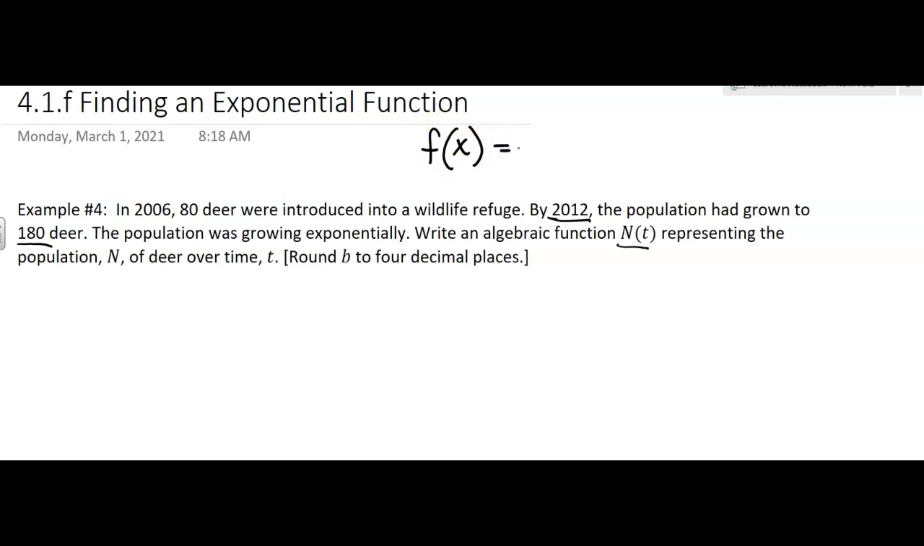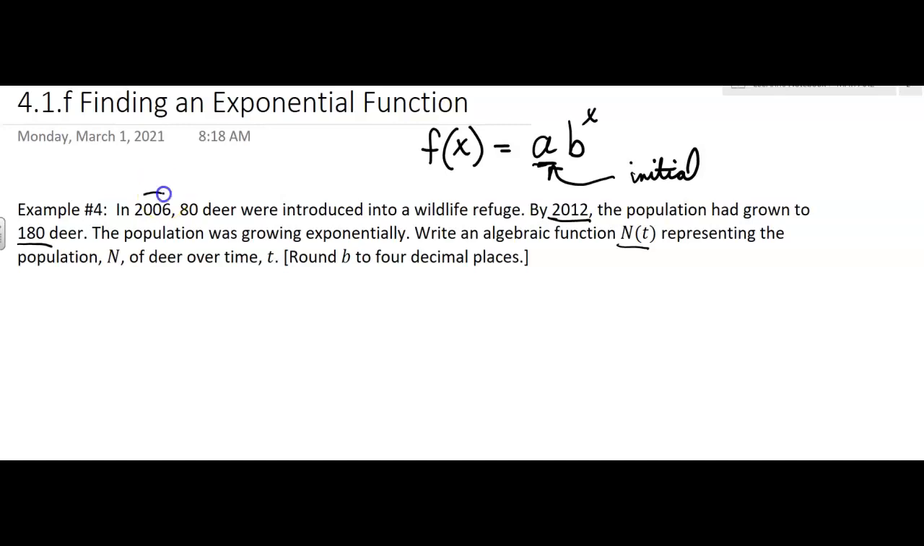Okay, so what are we looking for? We're looking for an exponential function. The general form says this. Okay, that's the general form. A is going to represent the initial number. Now, you can figure that out algebraically too, so we can go ahead and do that.